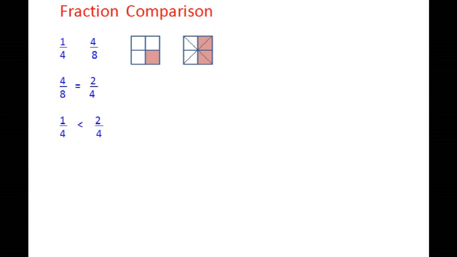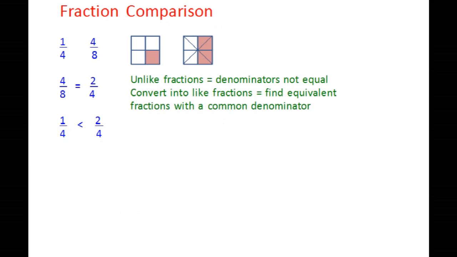So what do we do for unlike fractions? Unlike fractions are those where the denominators are not equal. So we first convert these into like fractions. To convert that, what we do? We find equivalent fractions with a common denominator. So as long as we find a common denominator for both the fractions, they become like fractions and then we can compare those easily.